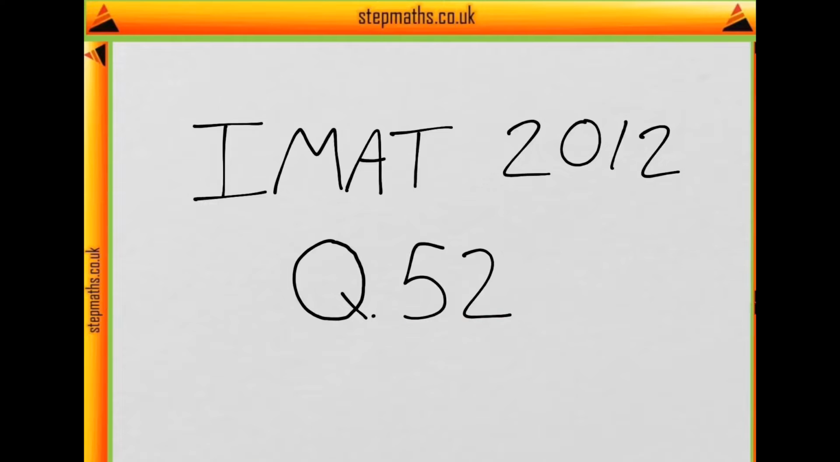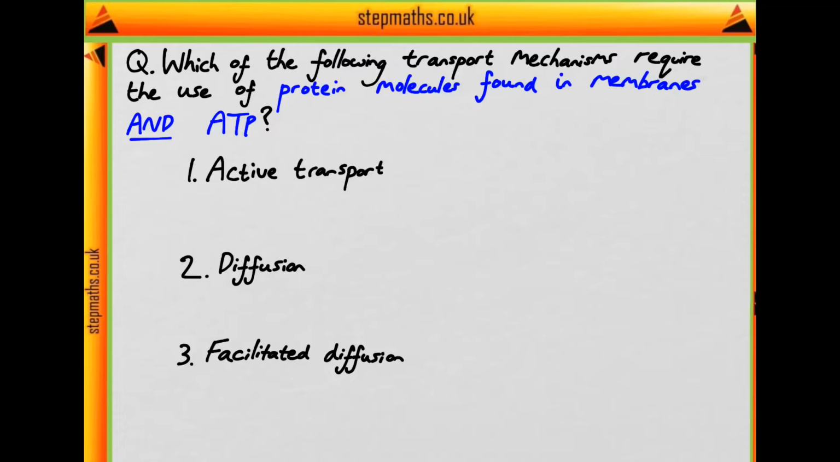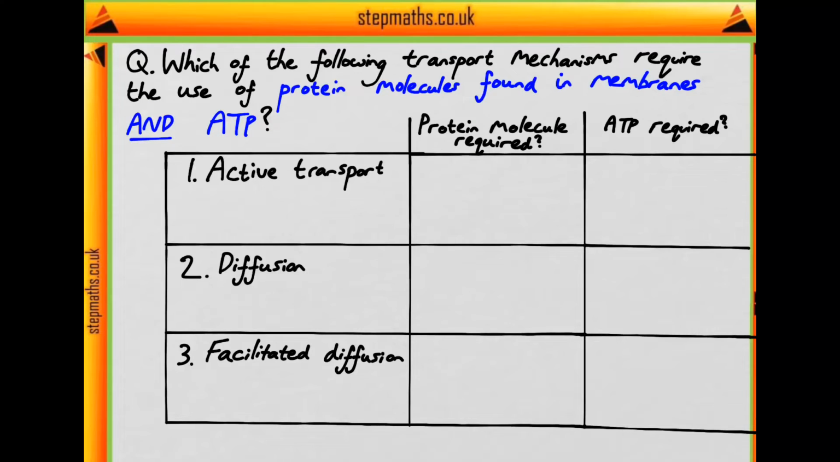This video is on question 52 from the 2012 IMAT paper. In this question we're asked, which of the following transport mechanisms require the use of protein molecules found in membranes and ATP? So let's start with active transport. I'll give you a second to fill in this table by yourself if you like first.